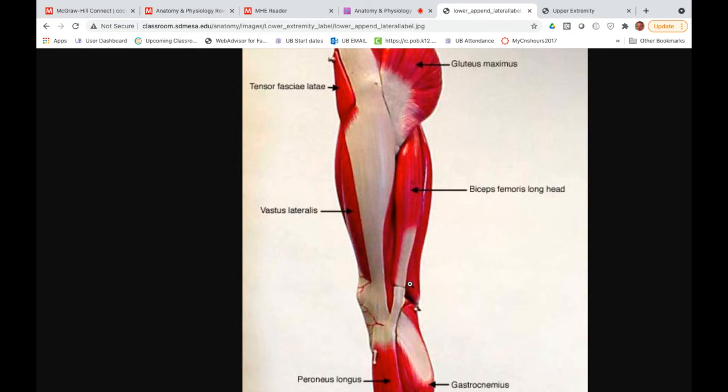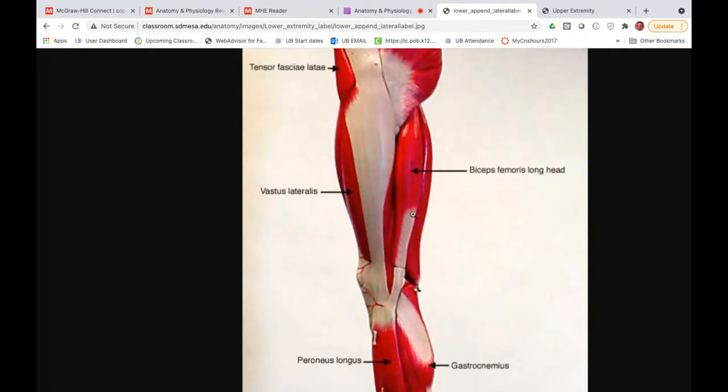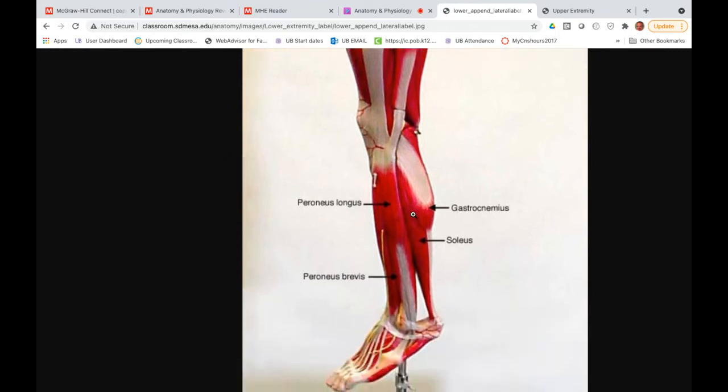So agonist and antagonist. Agonists are the primary movers. Antagonists are going to do the opposite. So if they're doing the opposite, they have to be on opposite sides of the bone. So if the quads are extending the knee, your hamstrings back here are going to flex the knee. And the lateral hamstring is the biceps femoris. We'll have a better look at this when we rotate the hip from the posterior.